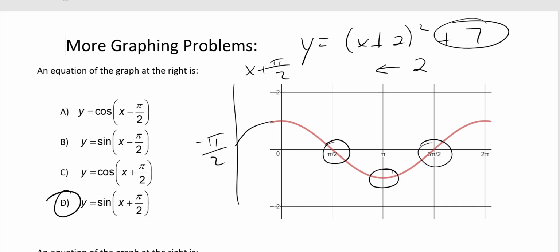Okay? So just a process of elimination, thinking a little bit of what's going on, and you should be pretty successful in figuring out what graphs we have. All right, so let's move on to the next one.